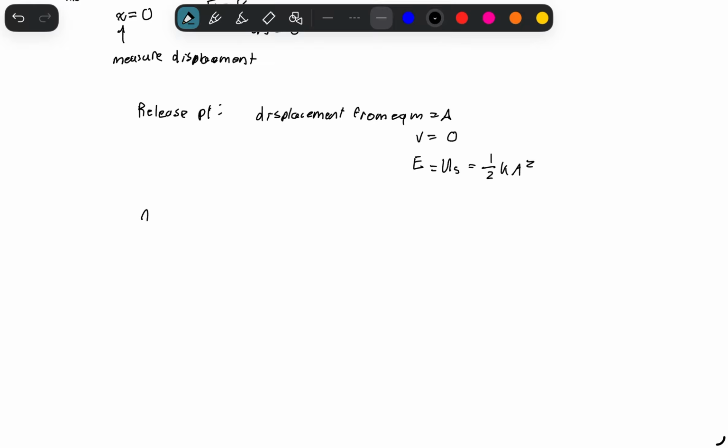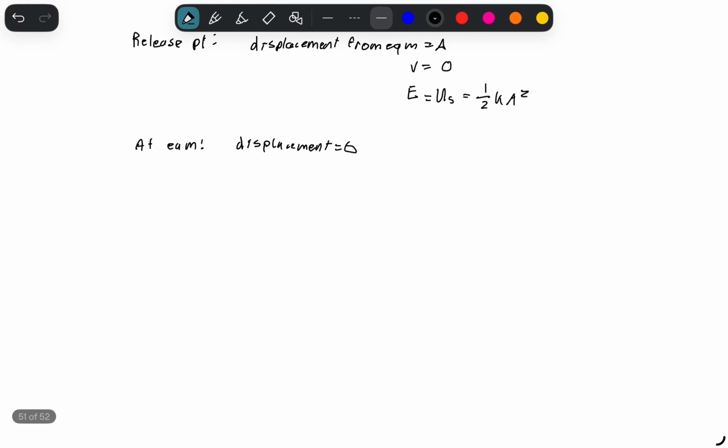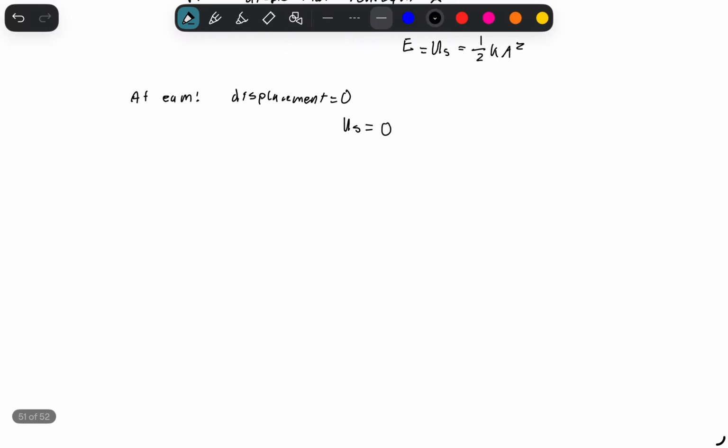But when you're at equilibrium, your displacement is equal to 0, and your spring potential energy for the oscillation is equal to 0. So you can see that all your spring potential energy for the oscillation will not be here. That's because all your energy is going to be kinetic at this point. So that means that you would have 1/2 m v squared max.